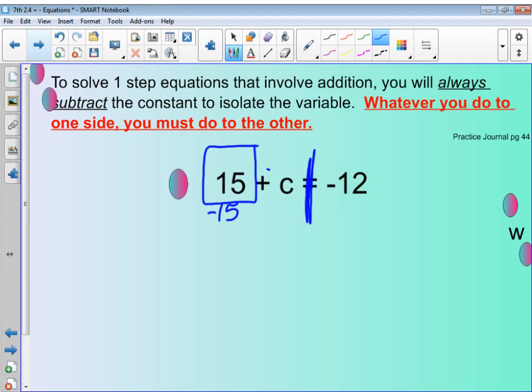Okay, it's not always going to be the opposite of this symbol. It kind of depends. Here it was a positive sign, but had it been a negative, it wouldn't necessarily be the opposite of whatever the symbol is. So here we're going to do minus 15.